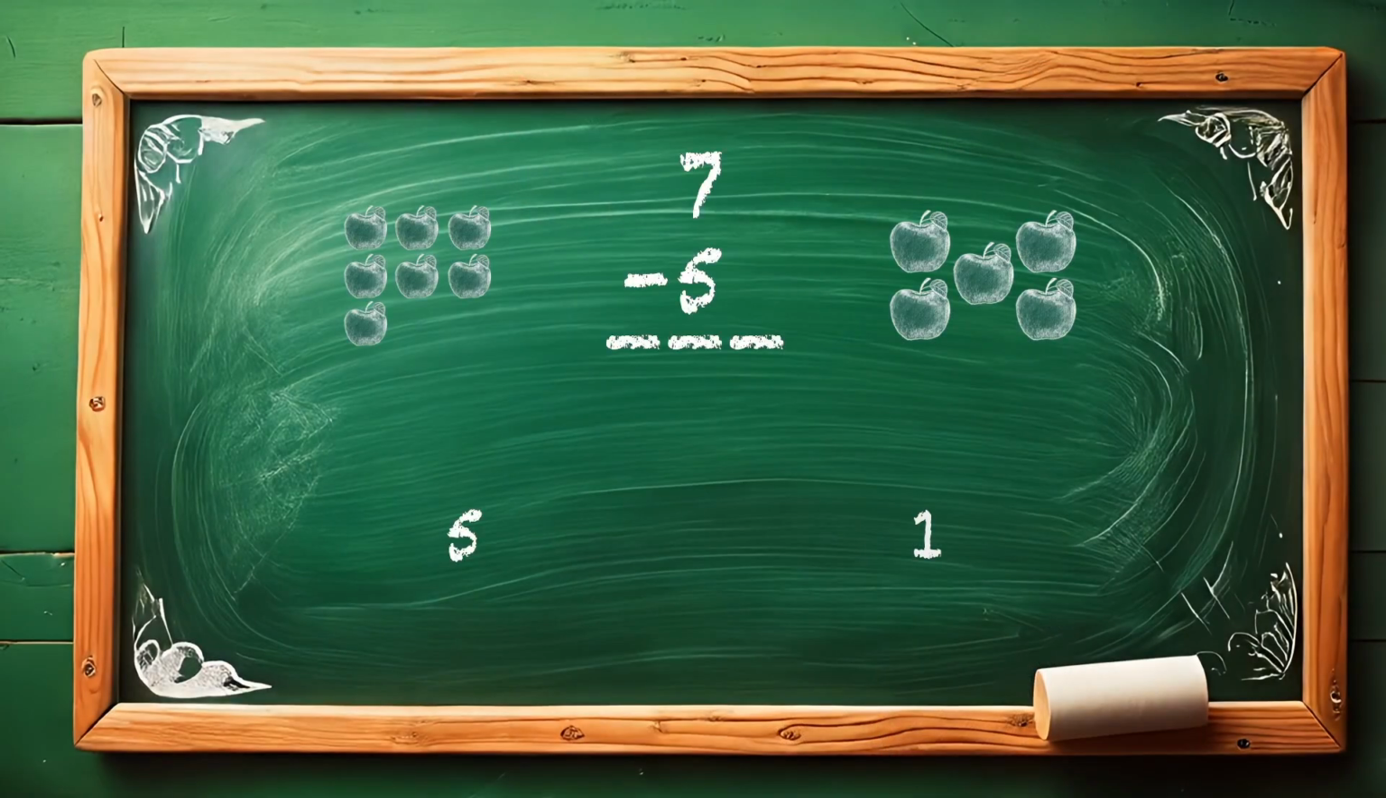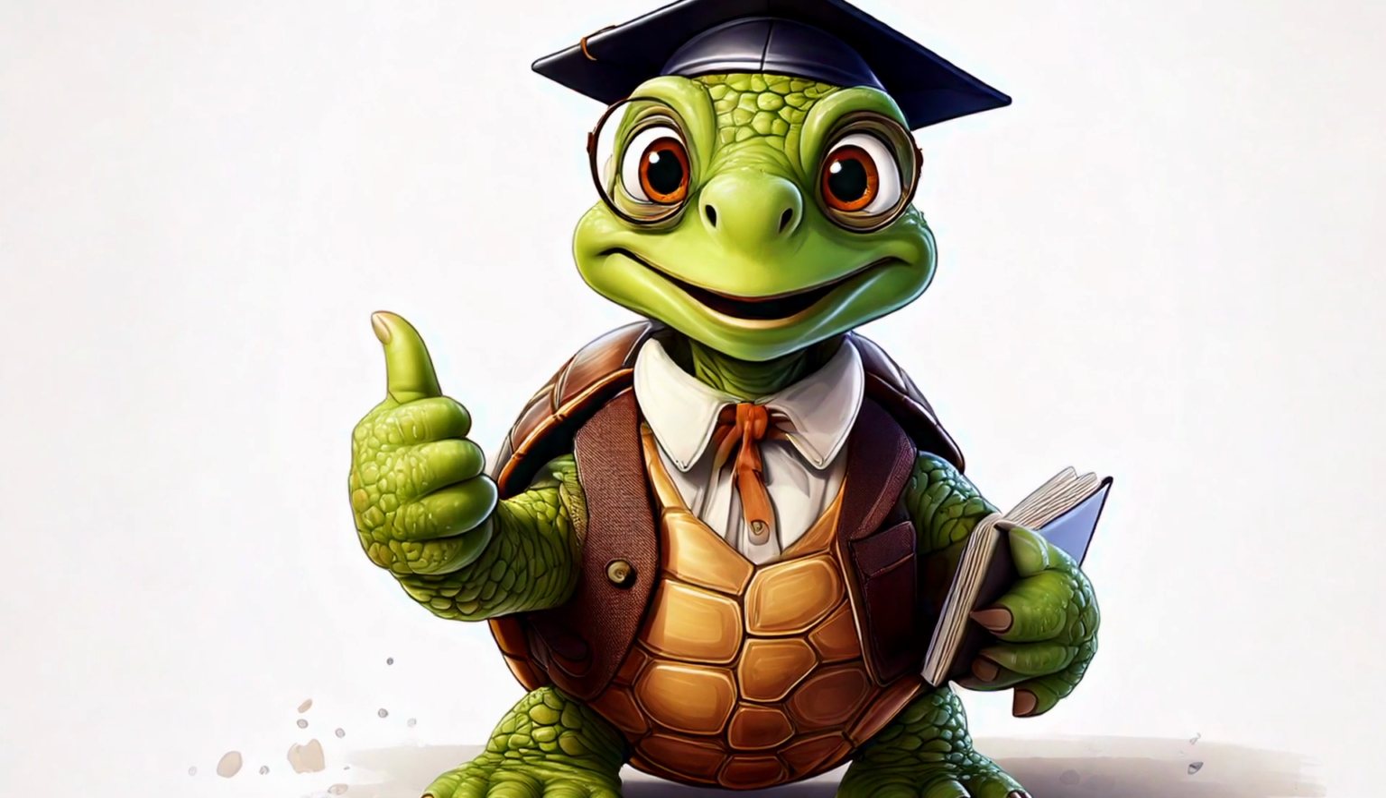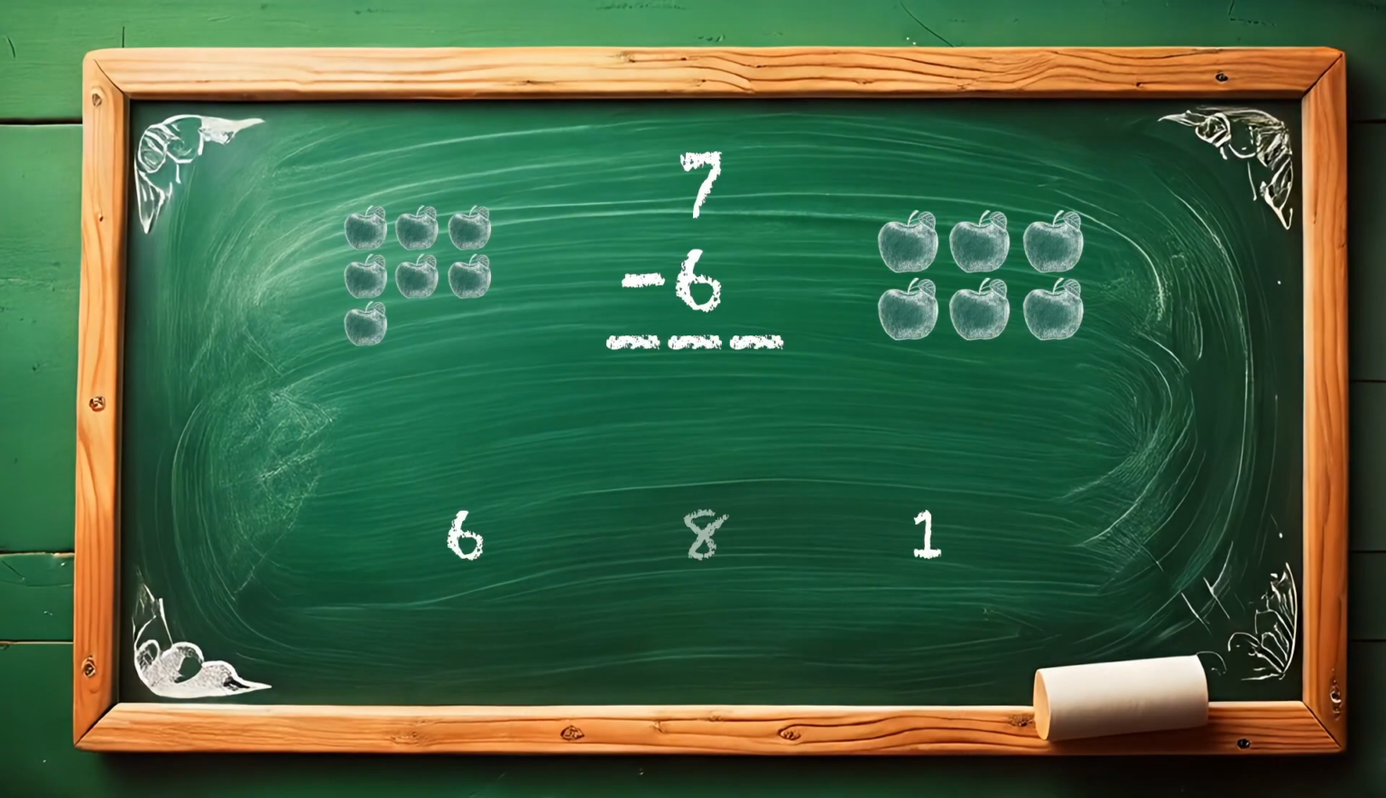If you have 7 apples and you take away 5, do you have 5 apples, 2 apples, or 1 apple left? 7 minus 5 equals 2. If you have 7 apples and you take away 6, do you have 6 apples, 8 apples, or 1 apple left? 7 minus 6 equals 1.